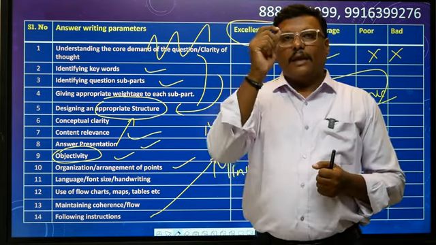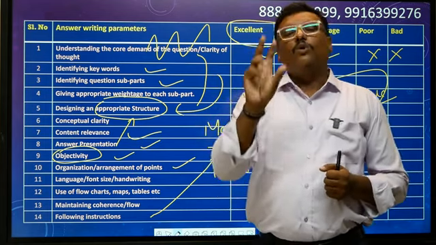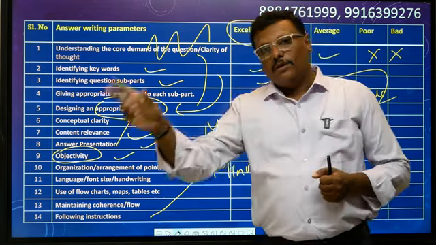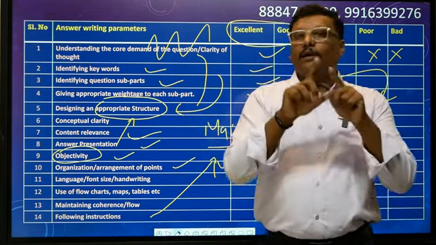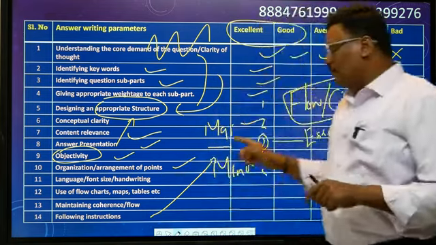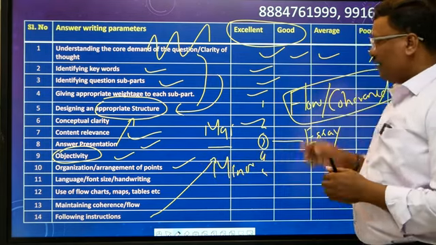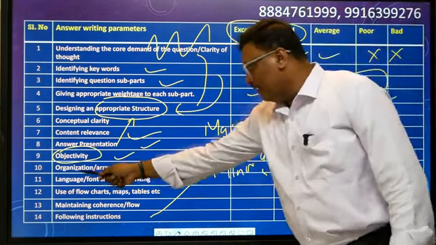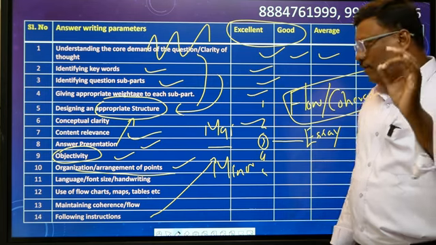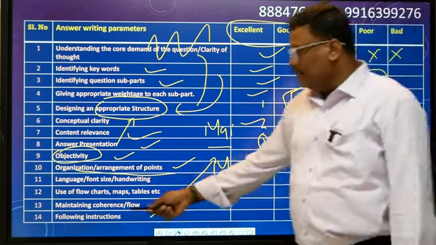But everything is revolving around a core idea. It can be for or it can be against, but ultimately it is not deviating anywhere. So this sort of flow or coherence is maintained by properly organizing or arranging your points. That is most important.